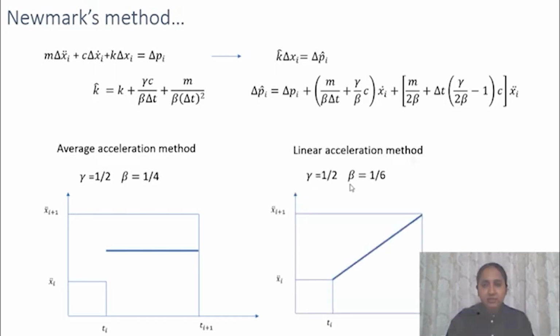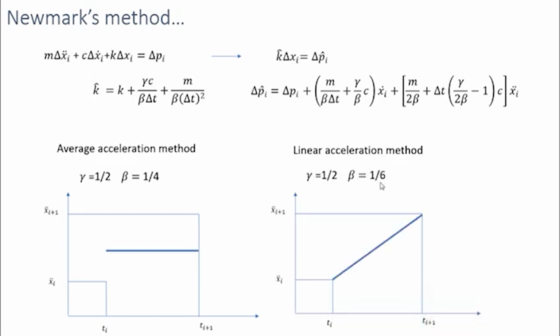In the next case, beta is equal to 1 by 6, and that is called the linear acceleration method. So in this, the acceleration between two time instants, that is over a time step, is approximated as a linear variation between these two time steps. So between t i and t i plus 1, the acceleration will vary linearly.